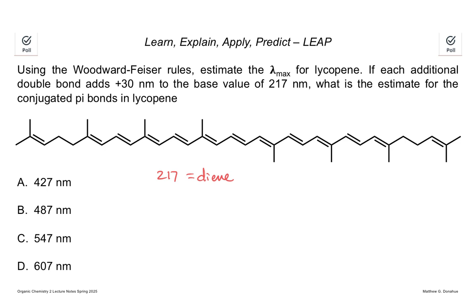Then for every additional double bond that's conjugated, that's adding plus 30. So in the conjugated system, how many total double bonds are there? The answer is 9. How did we get there? Well, the total is 11.